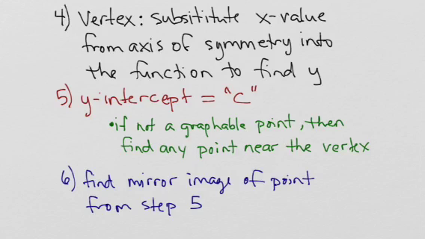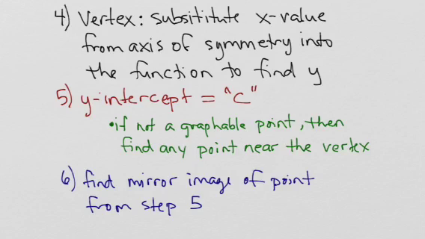All right. Then the fifth thing we need is another point. The easiest one to find is the y-intercept, because it is the c number. You don't have to do any work to find it. It's just there. But if for some reason that c number is not graphable, meaning it's either a weird fraction or decimal, or a number that doesn't fit on the graph, like 97 or something like that, then we just want to find any point near the vertex. And I'll show you how to do that in one of our examples today.